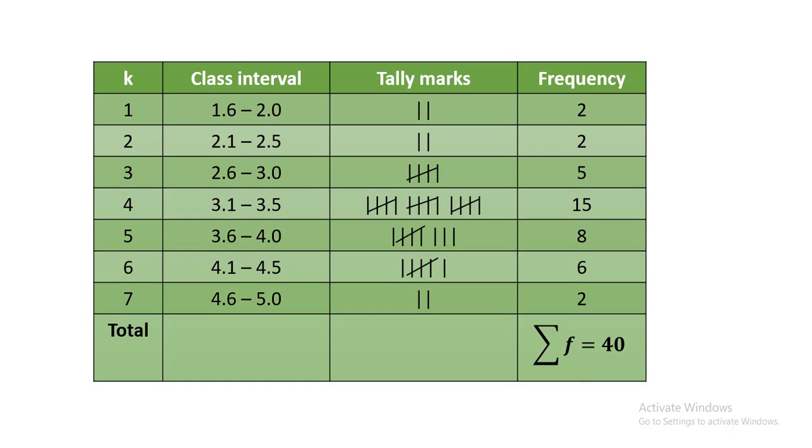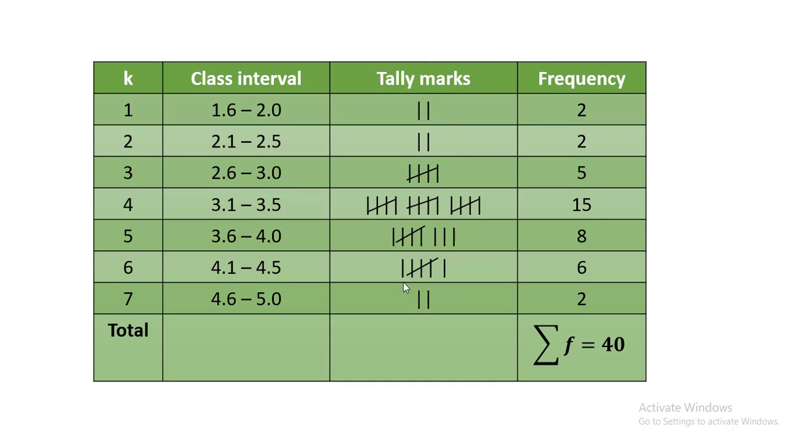Alright, now my classes are arranged and organized. The next thing I did is find the frequencies, starting from 1.6 to 2.0. This means I looked for all the values from 1.6 to 2.0 in my data and found that there were only two observations in this range. Then for 2.1 to 2.5, the number of values present is 2. From 2.6 to 3.0, the number of values present is 5.